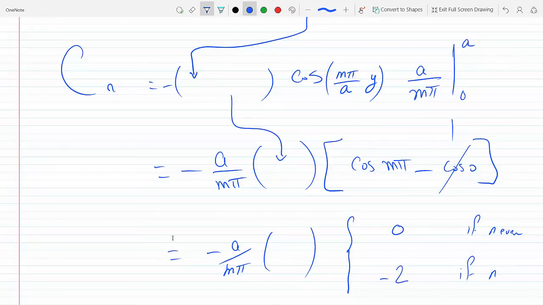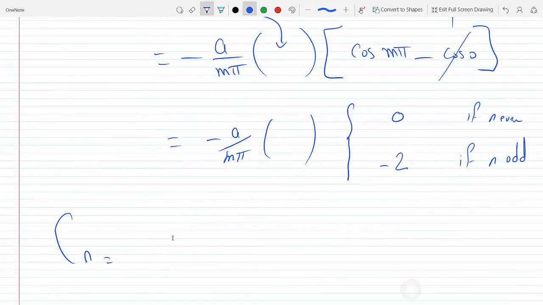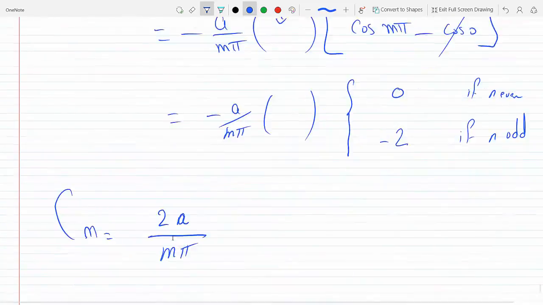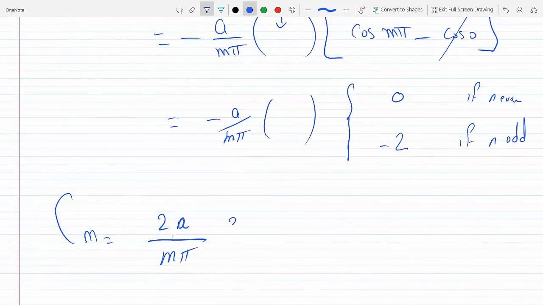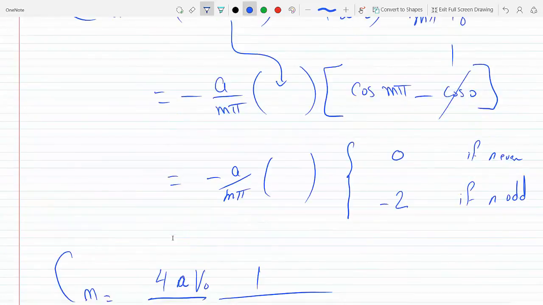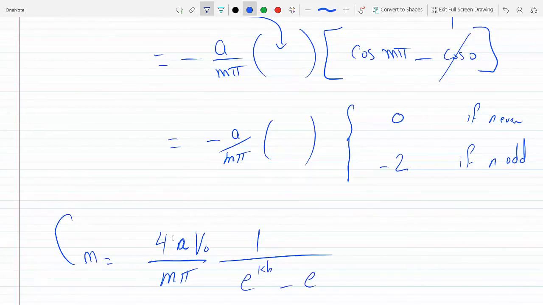Sorry, minus 2, because minus 1 minus 1. Okay, so we only get a potential if m is odd, so that means Cn has to equal, let me multiply these, so I get 2a over m pi, and I'm using m, so let me make this m, so m pi, so this is m here. Yeah, and then what's this, 2v0, so this becomes a 4 v0 1 over e to the kb minus e to the minus kb.